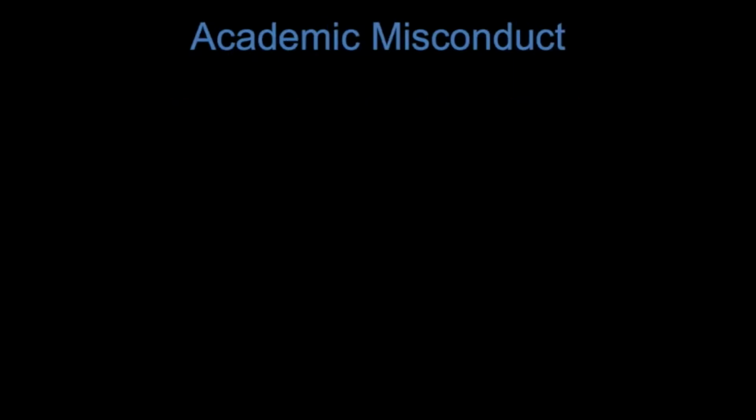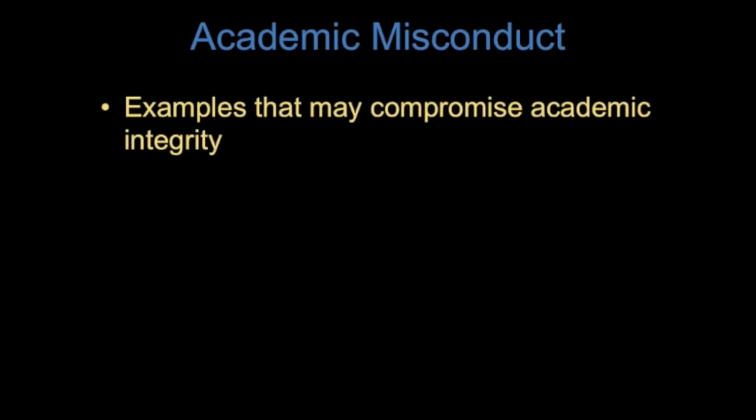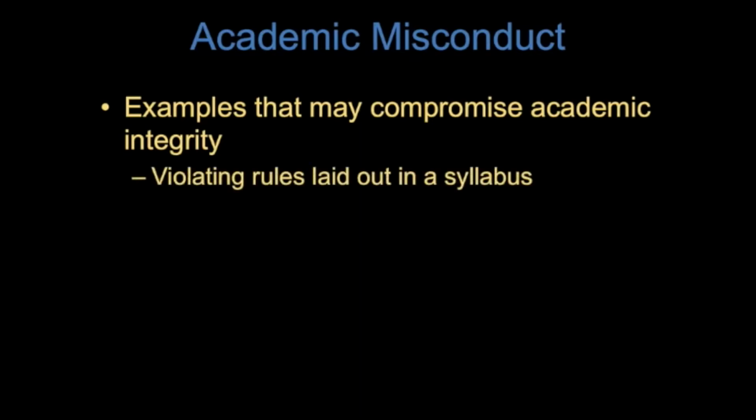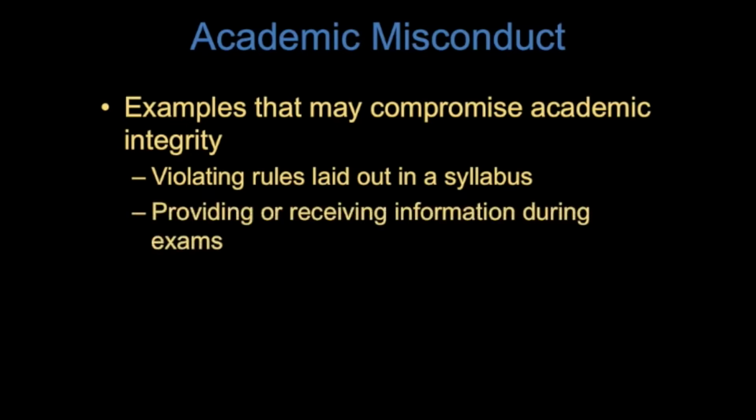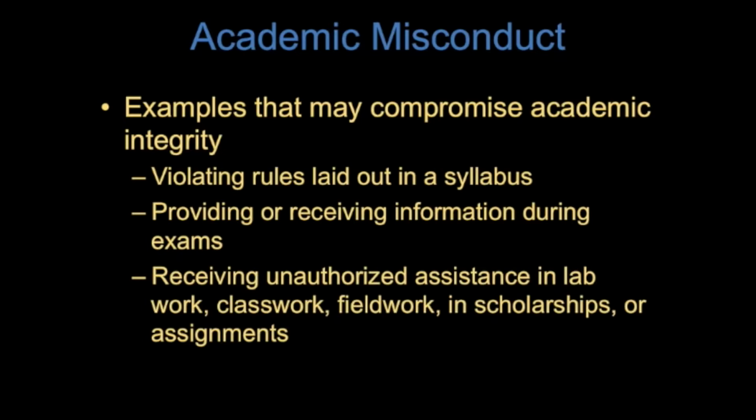As was said before, the examples that most relate to the work we do for these courses are on pages 2 and 3. They concern academic integrity and are as follows. It is unacceptable to violate the things laid out in a professor's syllabus. It is wrong to give or receive information during tests or exams. This is also true for getting unauthorized help in lab work, classwork, field work, scholarships, or other assignments.